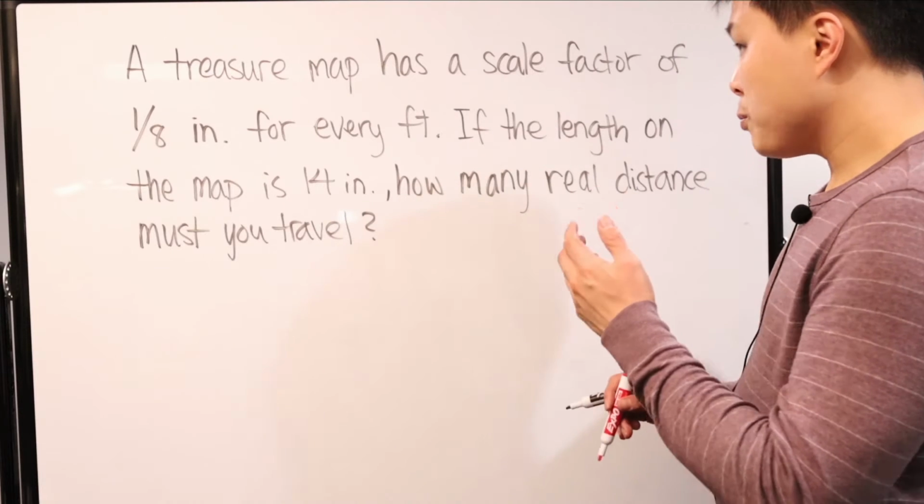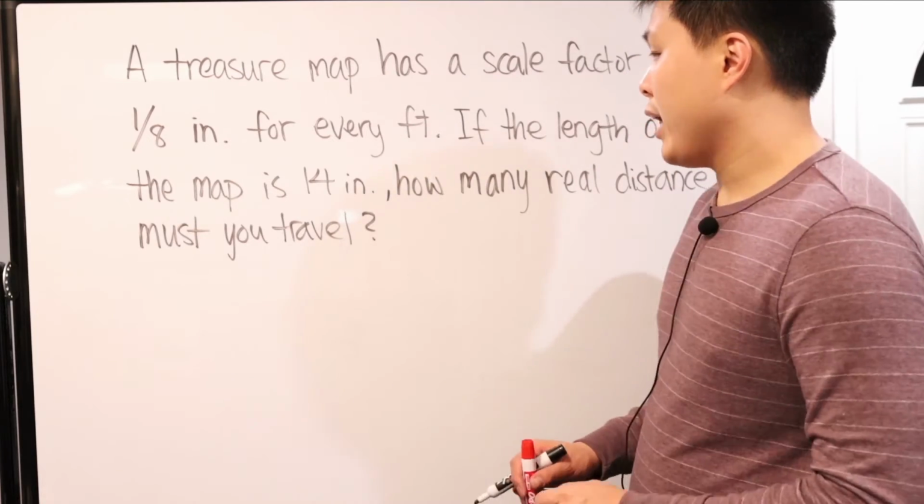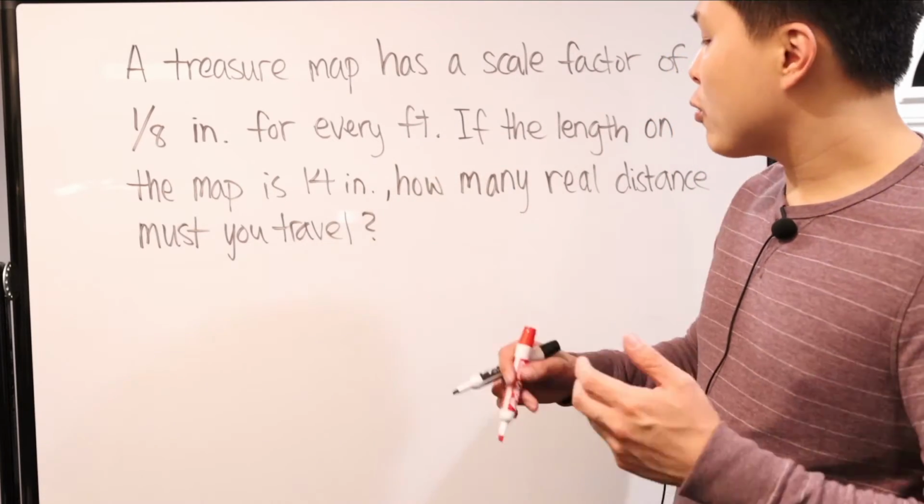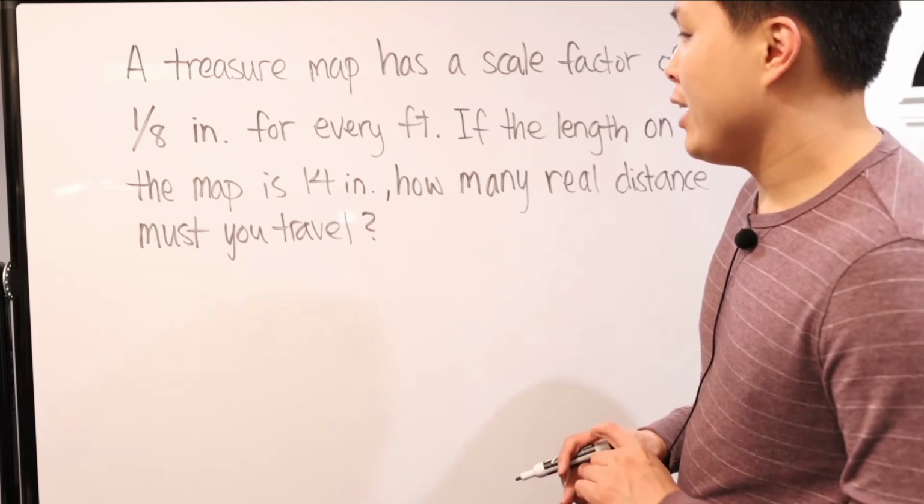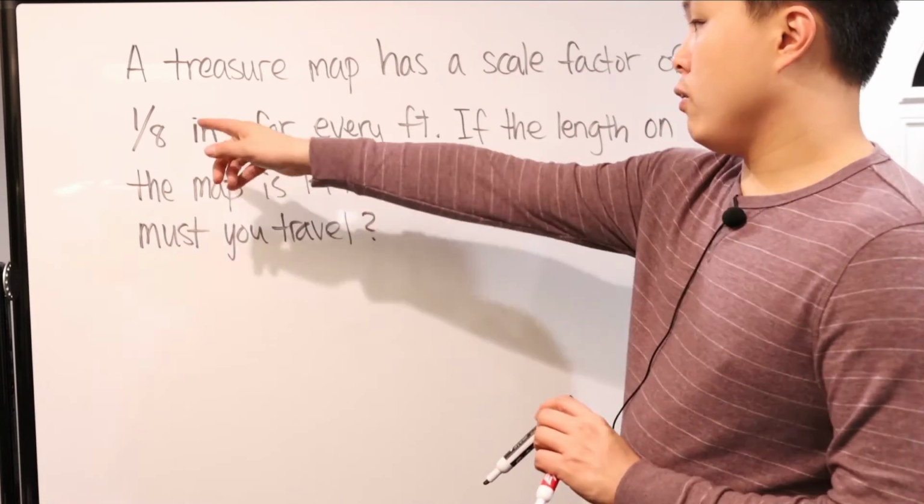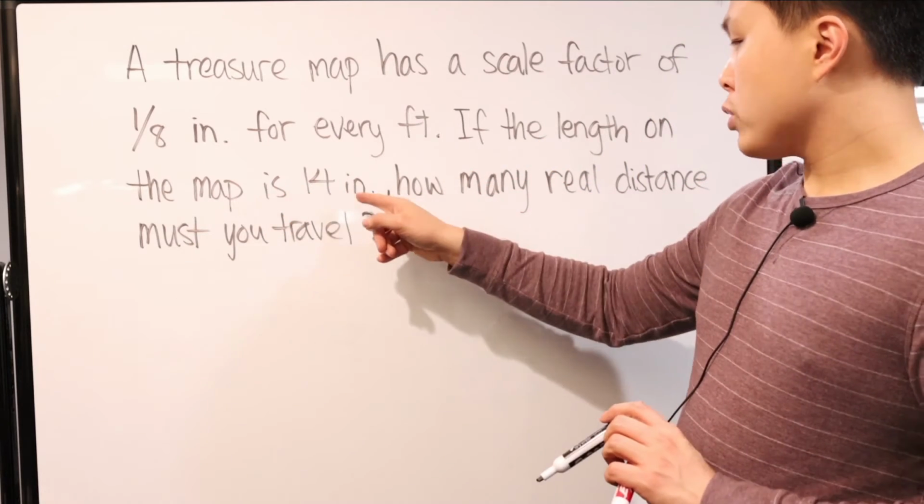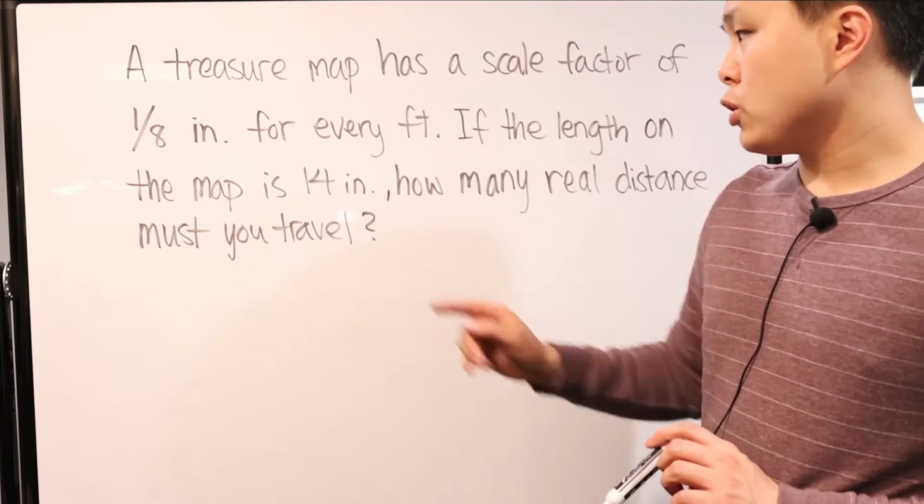Alright, so for this next problem, yeah, you can reason it out actually. You really can. It's not nearly as bad, but of course you can also do cross multiplication and then it'll solve it quicker, I would say. So, a treasure map has a scale factor of 1 over 8 inch for every feet. If the length of the map is 14 inch, how many real distance must you travel?